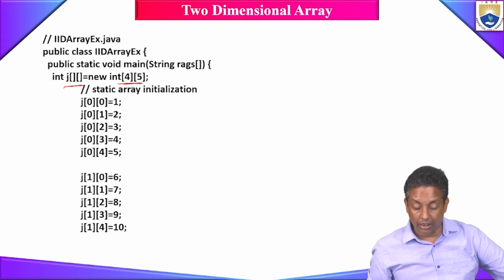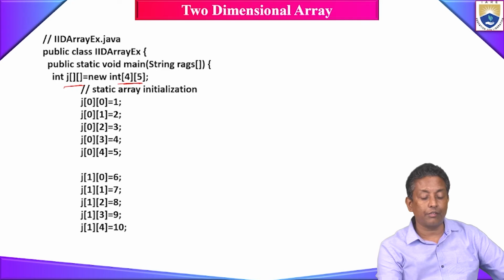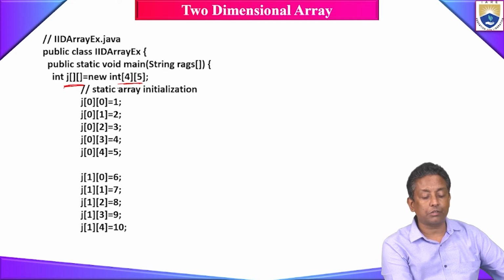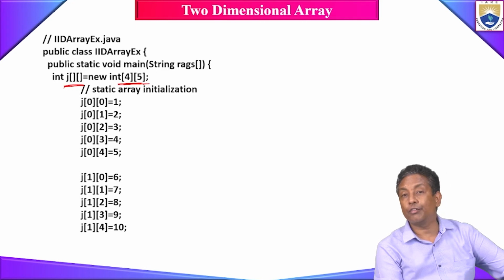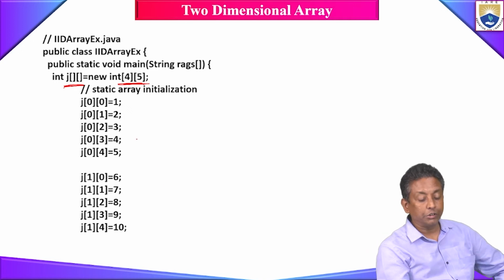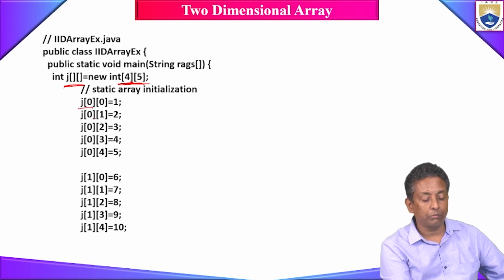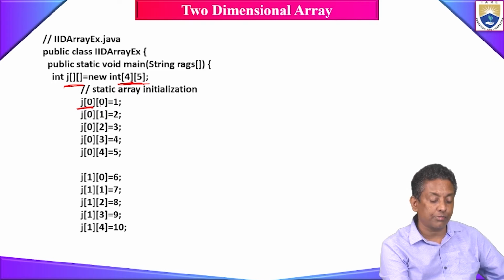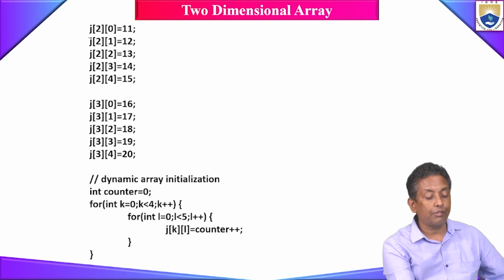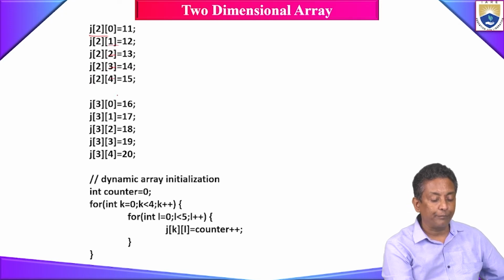I'm sorry, in the previous slide I did something wrong. I used an array variable name. int j square bracket is equal to new int of 4 of 5, 4 by 5. So here I am accessing. What is the first index of the array? j of 0. In the j of 0th row, how many columns exist? 5 columns: j of 0, 1, 2, 3, 4. Again j of 1, 0, 1, 2, 3, 4. The next, j of 2, 0, 1, 2, 3, 4. Again j of 3, 0, 1, 2, 3, 4.